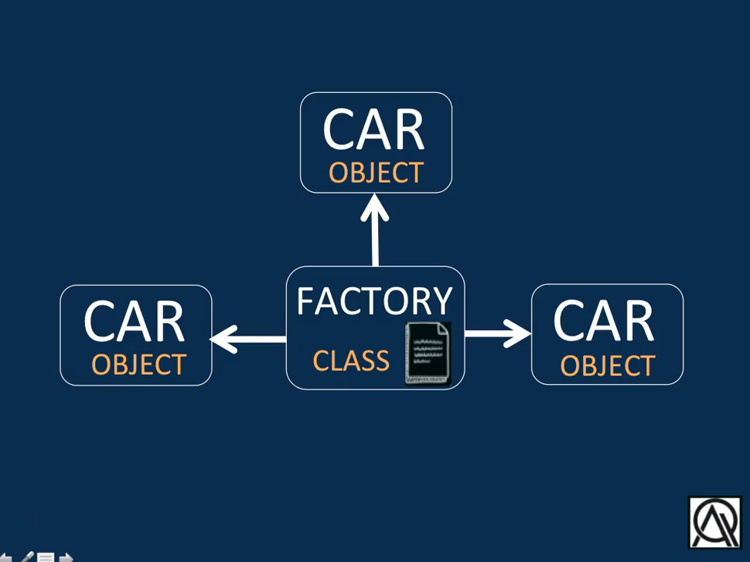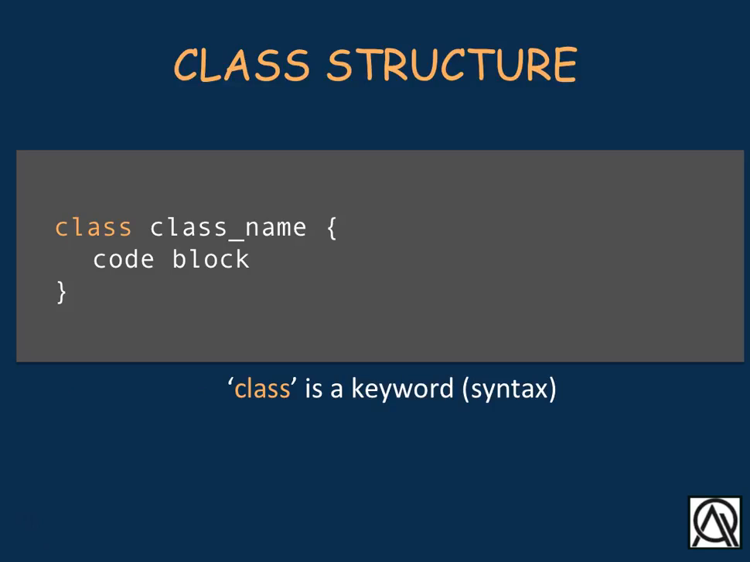Now, let's talk about the class structure. How do we create a class inside Java? It looks like this. We put the class keyword and a space and then the class name. And this name over here can be anything. We can give any name to our class. After that, we put a curly brace and we close it. Inside of these braces, we can put the code for the class.